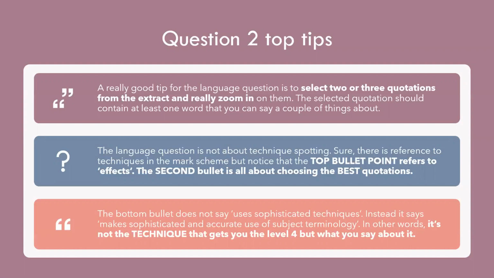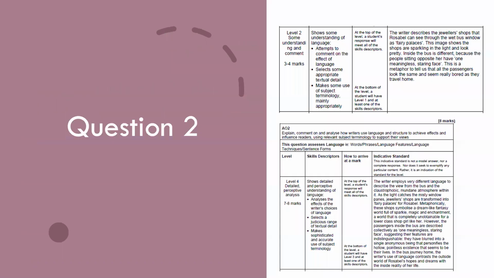Okay. And the bottom bullet point does not say use sophisticated techniques. It just says make sophisticated and accurate use of subject terminology, which is what I was talking about on the previous slide. So it's not the amazing technique that gets you the level 4, but it's actually what you say about it. So please bear that in mind when you're attempting this and have a look through your work and see if you've made those mistakes, see if you've focused too much on the technique and not enough on actually talking about the effect or the impact of that on the reader.